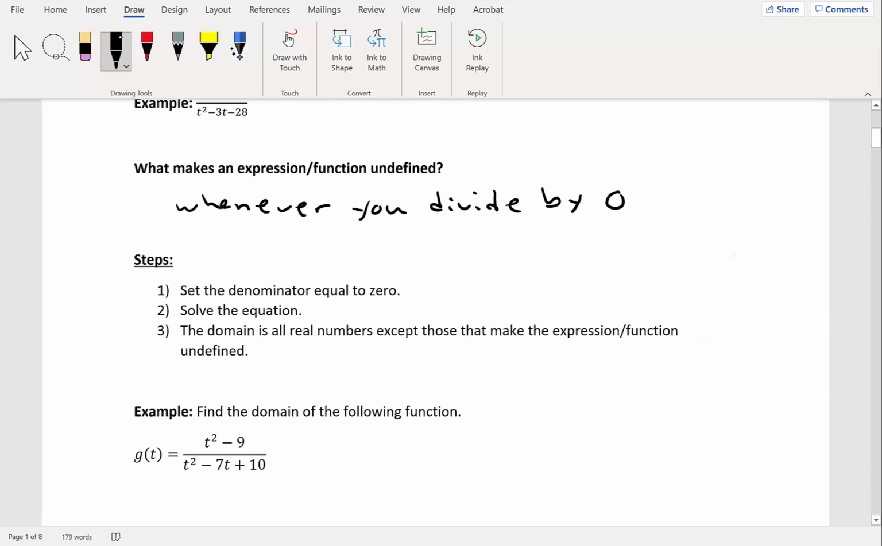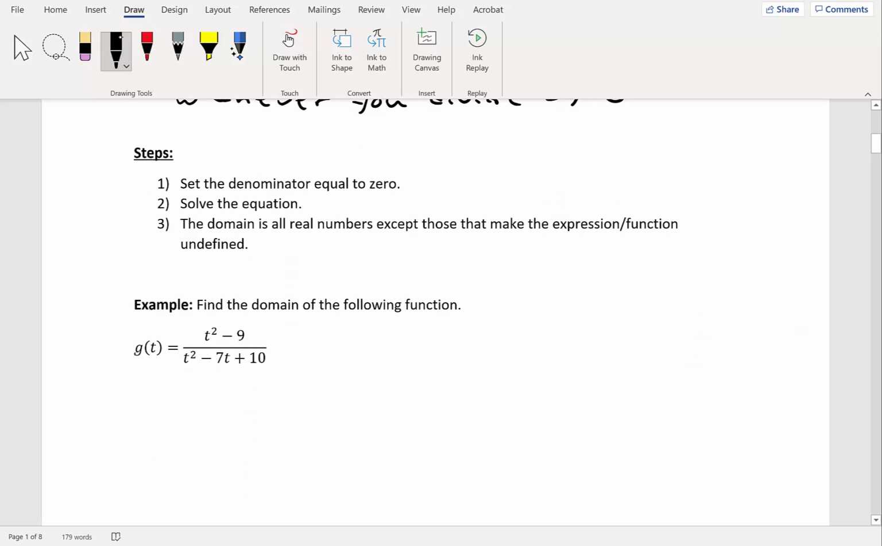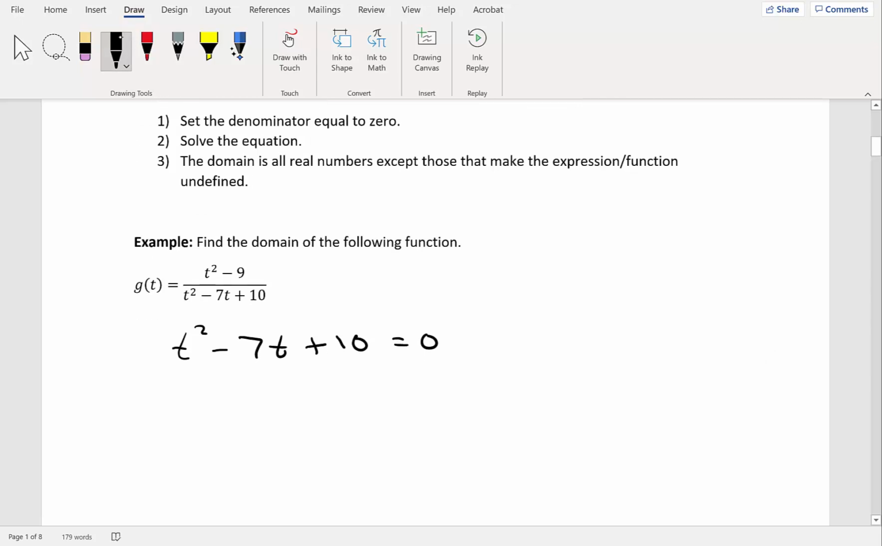Okay. Let's take a look at an example. Find the domain of the following function. We have g of t is equal to t squared minus 9 all over t squared minus 7t plus 10. All we're interested in here is whatever is going to make the denominator 0. So let's take the denominator and set it equal to 0. Now we have a quadratic equation. We already have one side equal to 0, so now let's factor.